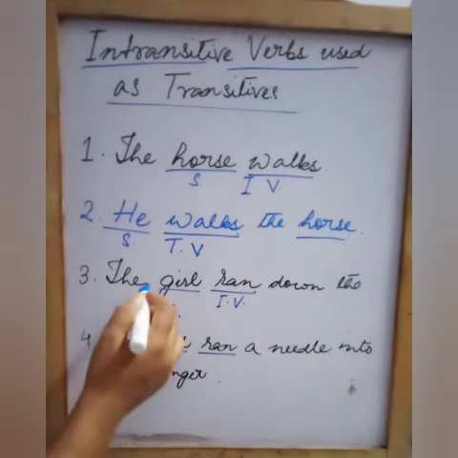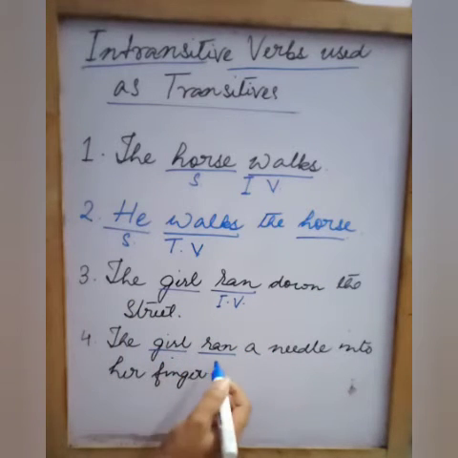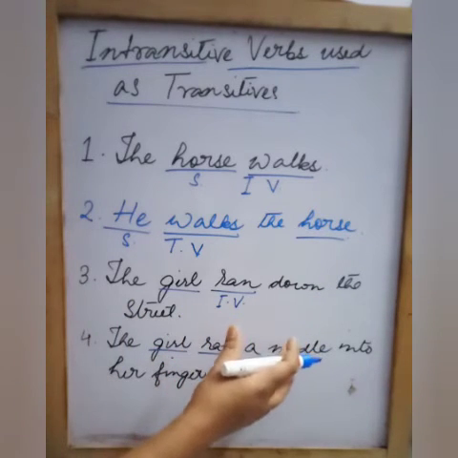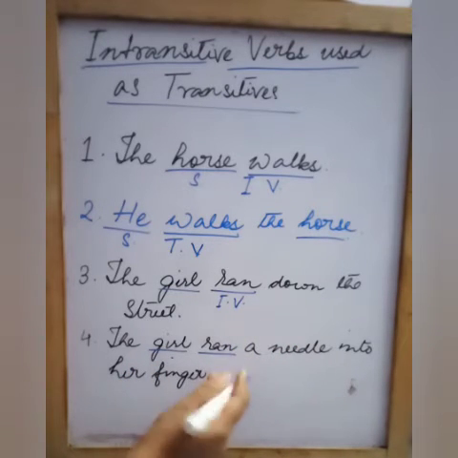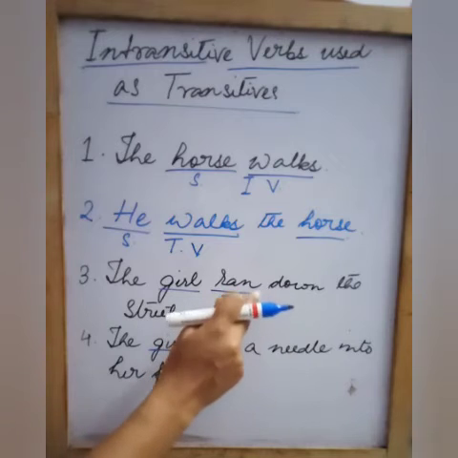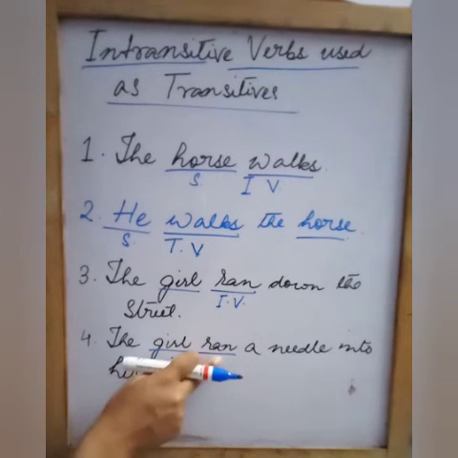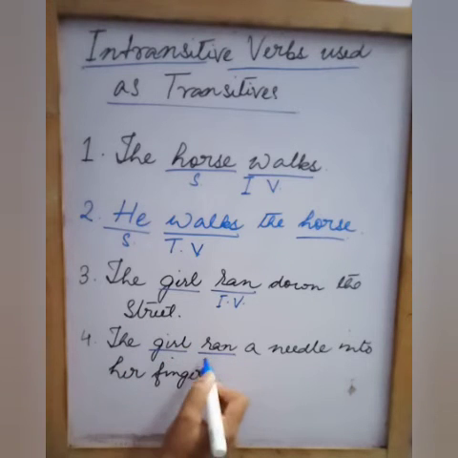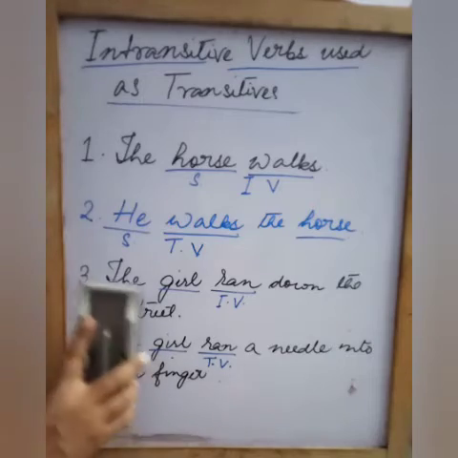She ran a needle. In the previous sentence it was the girl ran down the street. There was no object, isn't it? But see here it has got an object. So when we are using ran in this sentence, this ran, which was earlier an intransitive verb, changes into a transitive verb the moment we got a cause, isn't it? So this is a transitive verb. Fine. So this is the example that I wanted to show you, that how we can use an intransitive verb as a transitive verb. Fine.